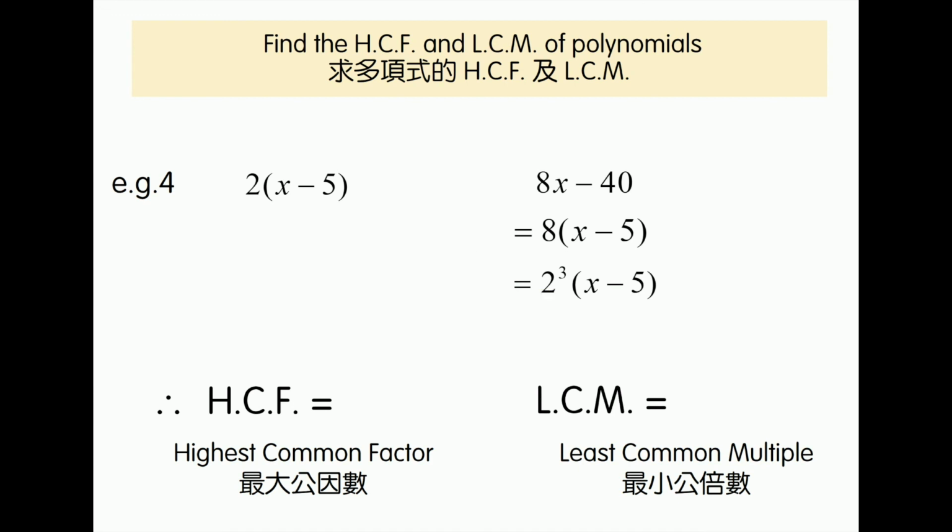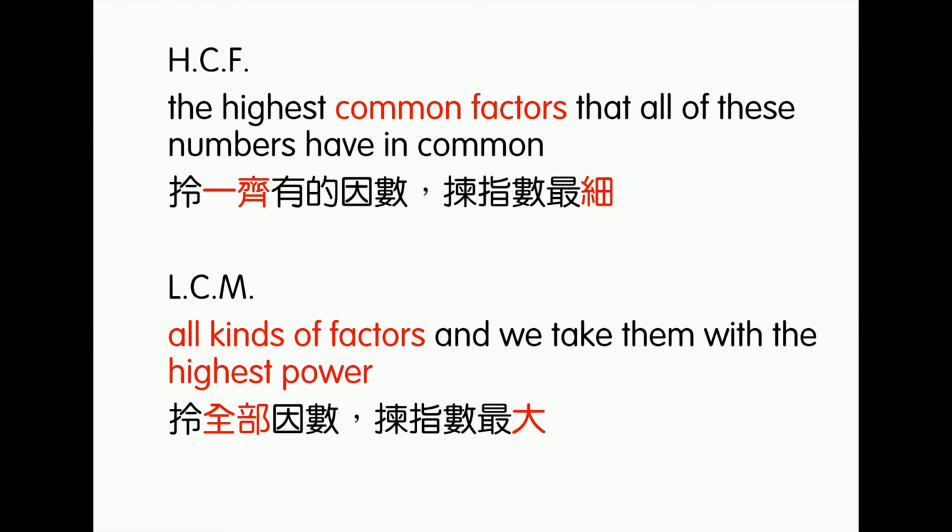Now comparing the two polynomials, we can easily see what factors they have in common. HCF is taking the common factors with the smallest index, so the answer is 2 times x minus 5. And LCM is taking all the factors, but we take the highest index, which is 2 cubed times x minus 5. 2 cubed can be written as 8, so 8 times x minus 5. So as long as you memorize this method, no matter how many terms there are, how you do it is exactly the same.